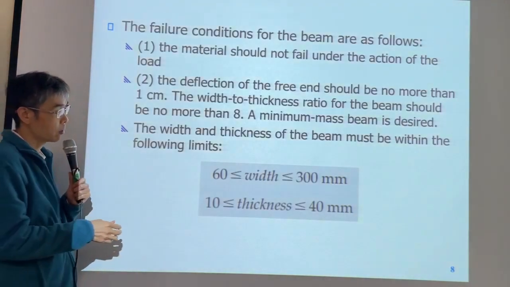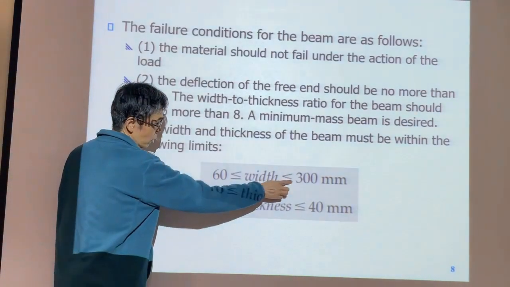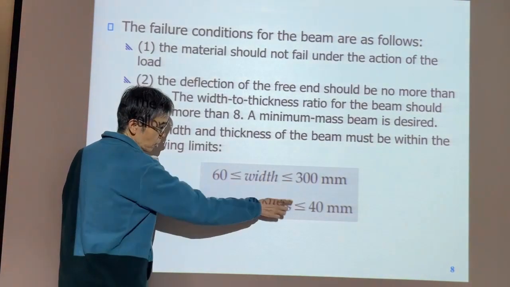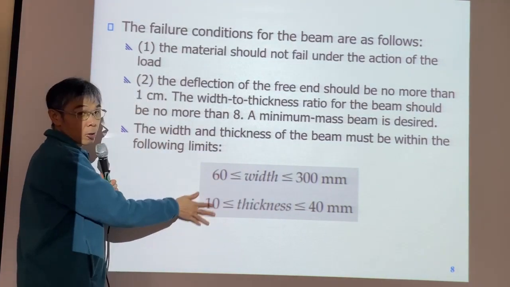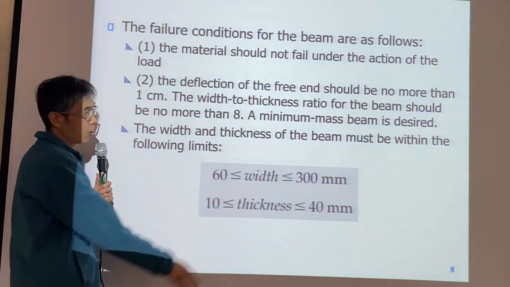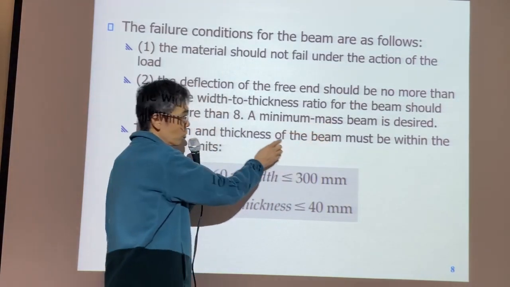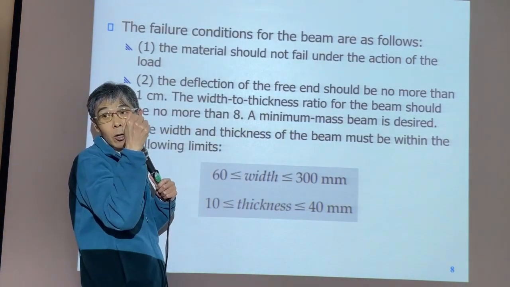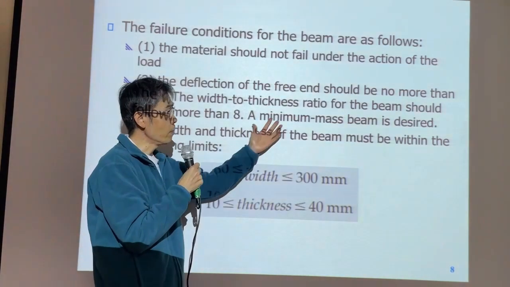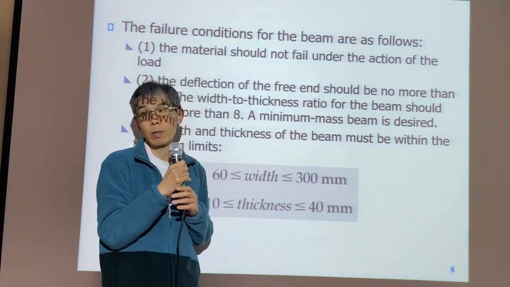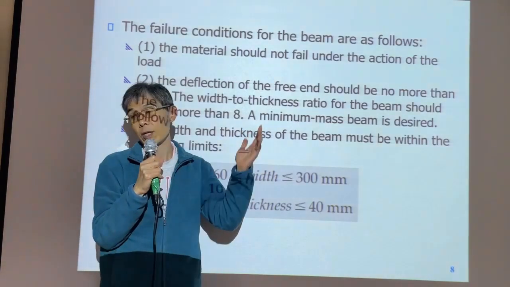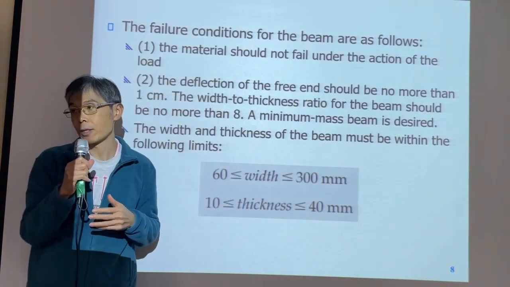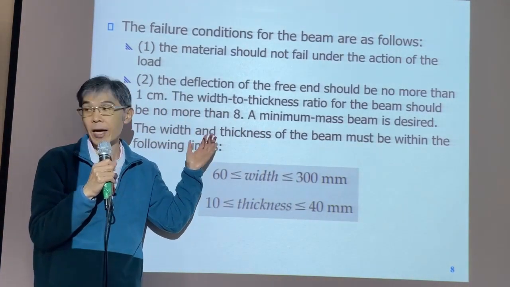Also we have some constraints. The width W in this range, the thickness in this range. So these are the constraints. Also minimum mass beam. When you see the minimum or maximum, that's the design goal, the objective. So we want minimum mass. So we need to design W and T to have the minimum mass. So minimum mass is the design objective.